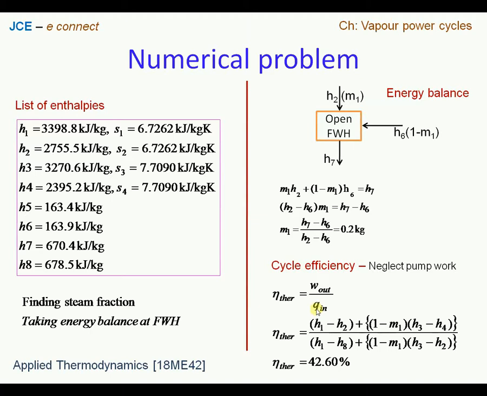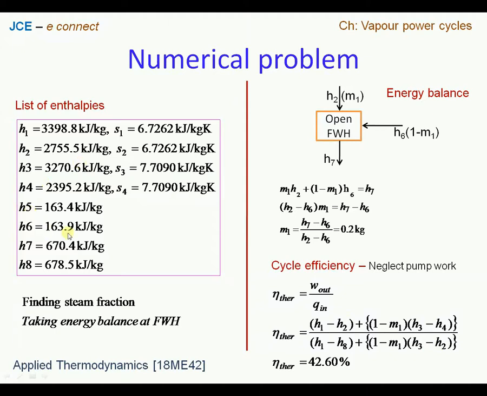So based upon the TS plot, the work output is the sum of the work from turbine 1 and turbine 2. Turbine 1 is H1 minus H2 from the TS plot for 1 kg of steam, and the portion of remaining steam after directing steam to the regenerator will be 1 minus M1. For this 1 minus M1, the rest of the steam will be expanded from section 3 to 4, therefore we have H3 minus H4. That will be divided by the heat supplied in the boiler, that is H1 minus H8, plus the heat supplied in the reheat process for the quantity of steam 1 minus M1 into the change in enthalpy, that is H3 minus H2.